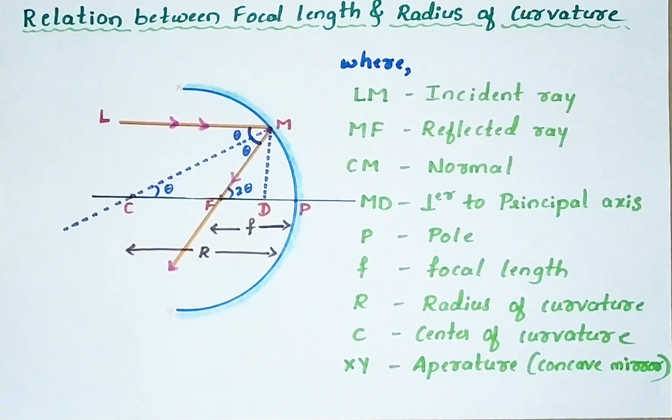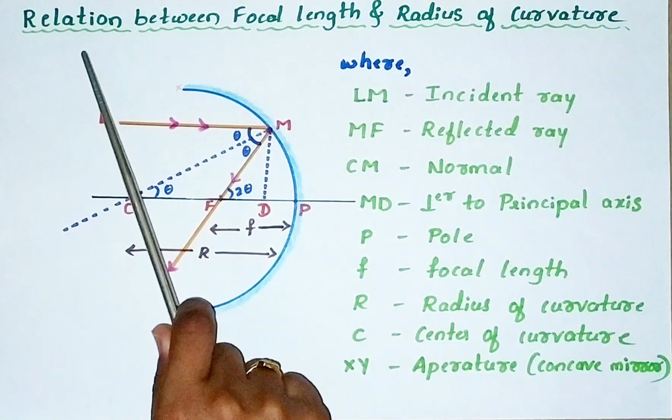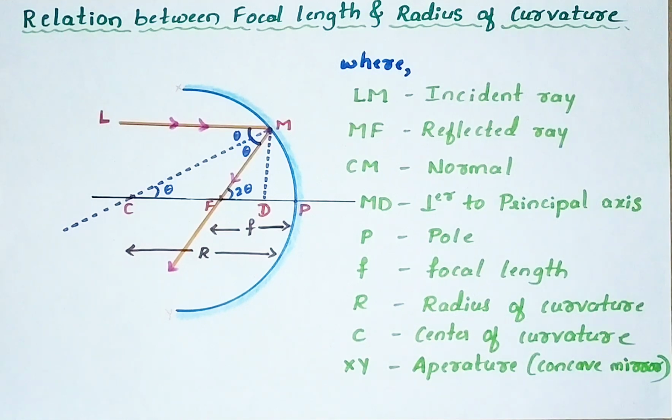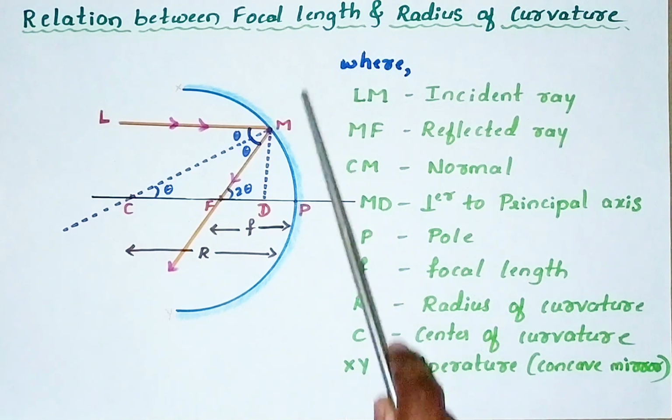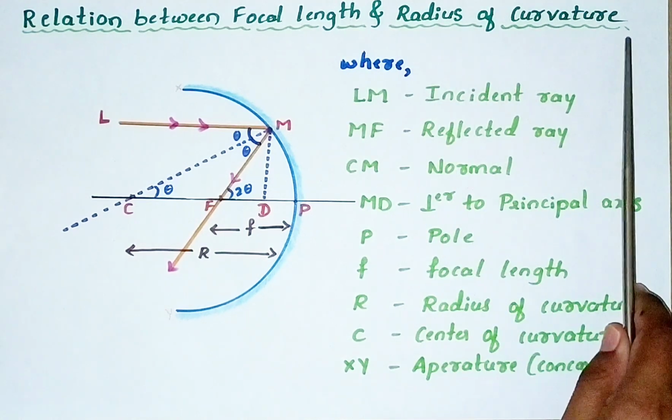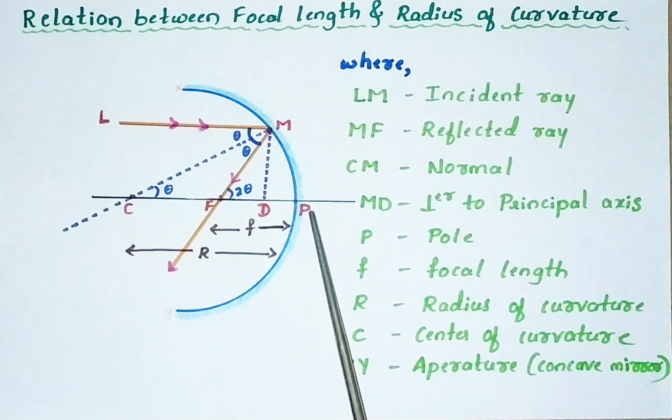Hello everyone. In the last session, we discussed Cartesian sign conventions. Using those three rules, now I am going to derive the relation between focal length and radius of curvature. As we already know, focal length is the distance between pole and principal focus, and radius of curvature is the distance between pole and center of curvature.